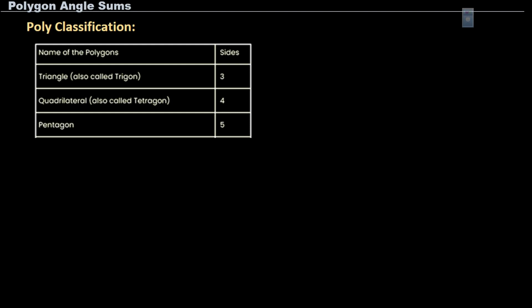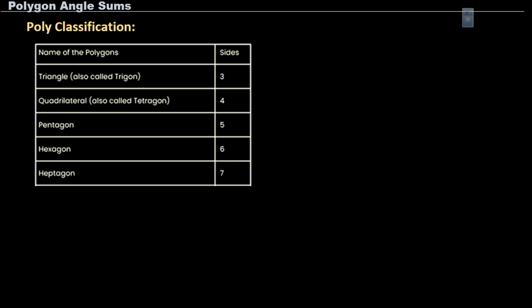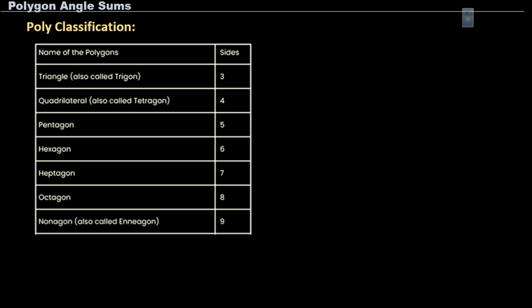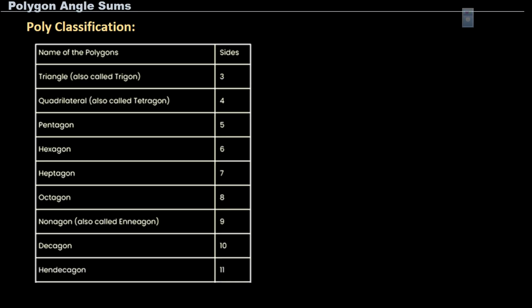If you have 5 sides, it's a pentagon. 6 sides is a hexagon. 7 sides is a heptagon. 8 sides is an octagon. 9 sides is a nonagon. You might also see it as an enneagon. 10 sides is a decagon. 11 sides is a hendecagon. And 12 sides is a dodecagon.